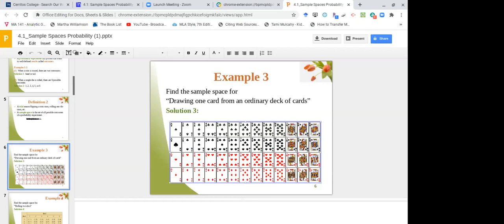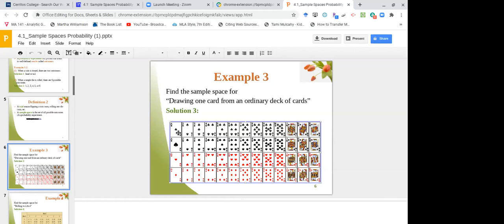Okay, so there are 12 face cards because there's 3 face cards that are clubs, 3 face cards that are spades, 3 that are hearts, and 3 that are diamonds. So you want to make sure you understand these terms. These are face cards. Aces are the ones with the ones, and you have the suits here.